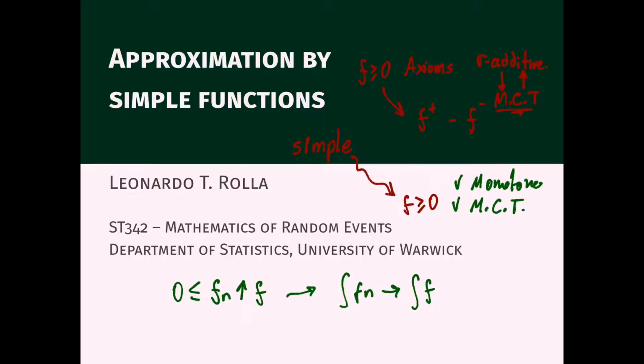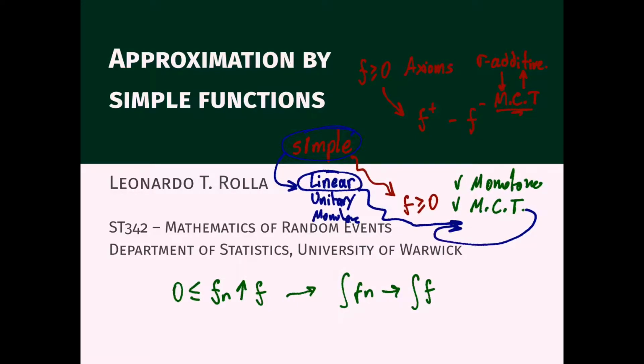And this is extremely useful. And how is it so useful? For simple functions, we have already proved that the integral is linear, that it is unitary, well, unitary follows immediately from the definition, and monotone. So let's focus on the linear part for now. We have already proved it's linear. So we can use the fact that the integral of simple functions is a linear operator and push it to non-negative functions using the monotone convergence theorem.